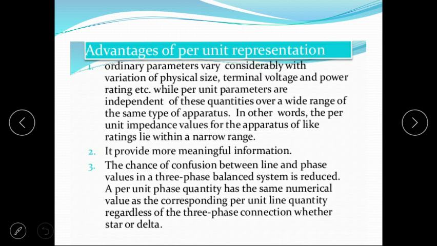Advantages are, first of all, simplicity, small value, and they provide meaningful information. The chance of confusion between line and phase value in a three-phase balanced system is reduced. A per unit phase quantity has the same numerical value as the corresponding per unit line quantity, so there is no chance of confusion.